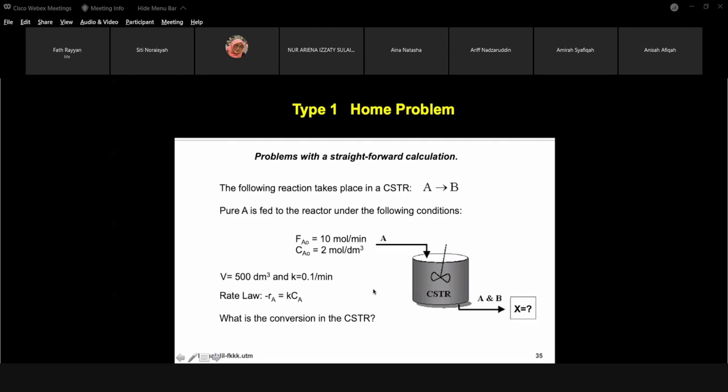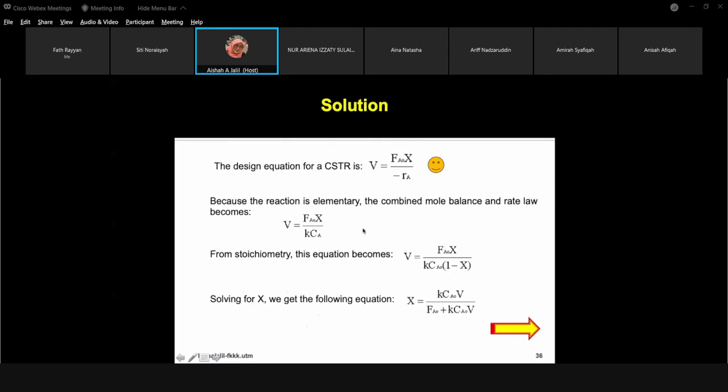Okay, this is another homework problem. The problem is straightforward because it is the simple one. CSTR, A to B, and given the rate law, then calculate for the X. Okay, this is for the X. You get this one, then you just rearrange.